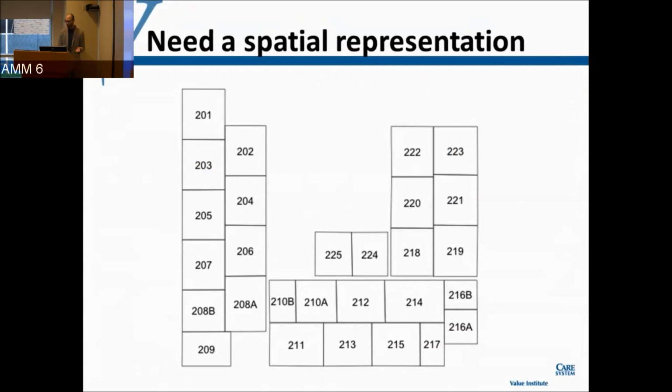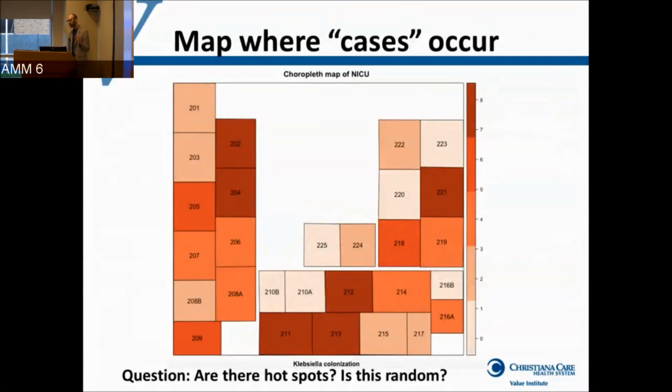One of the things you may want to do with this is start shading the pods based on the occurrence of some of our outcomes. This is what's known as a choropleth map. The more intense the color, the darker the shade of red in this case, the more cases that occurred in that pod. What you're looking at here is among our sub-cohort, babies that were intubated. We're looking at Klebsiella colonization in the endotracheal tubes. My question to you is, do you think there are patterns here? Does this look random? Raise your hand if you think it looks like there are patterns to this, that there are certain hotspots.